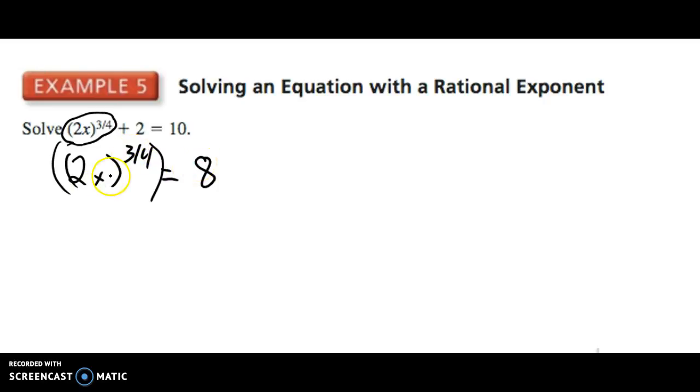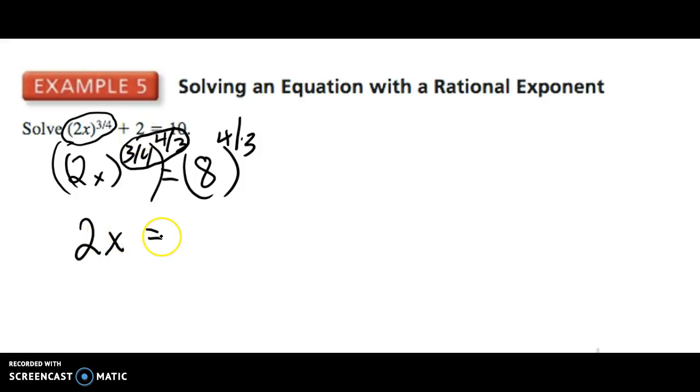So all you're going to do is raise both sides to the reciprocal exponent. Because here on the left, 3/4 times 4/3, because the power to a power, you multiply, will give you an exponent of 1. So we have 2x to an exponent of 1 equals 8 to the 4/3. Now we can actually figure this out.